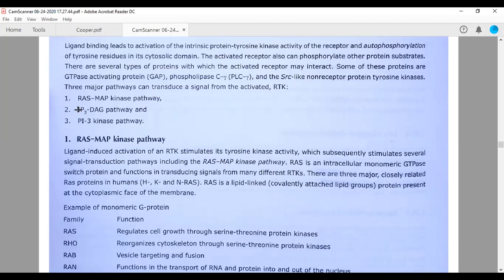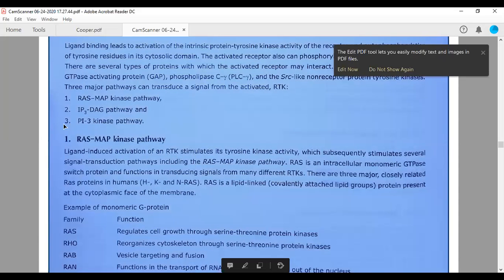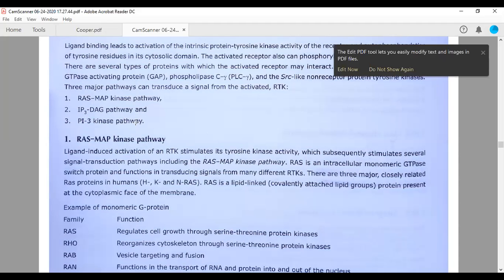This calcium will either bind to the calmodulin protein, so that calmodulin can interact with some of the kinases and activate downstream effector molecules, or these calcium ions and DAG are able to activate protein kinase C. Protein kinase C is able to phosphorylate some transcription factors, which go into the nucleus and activate gene transcription. We discussed that yesterday. In today's class, we will discuss the two remaining pathways: one is the PI3 kinase pathway and the second is the RAS-MAP kinase pathway.